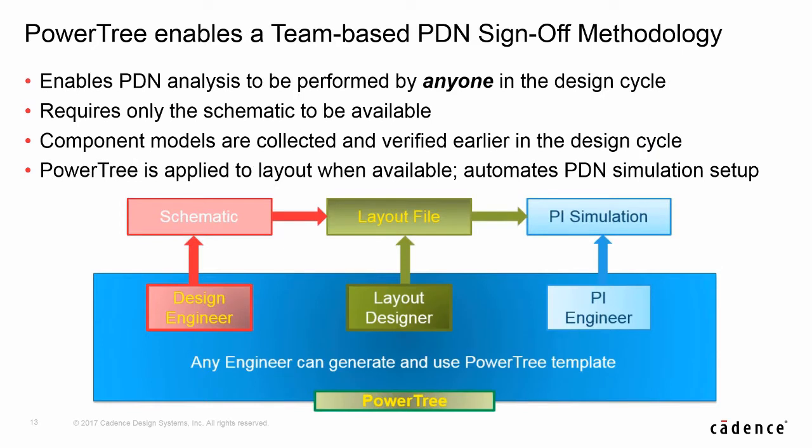PowerTree enables anyone to contribute to PDN analysis. PowerTrees can be built as soon as the schematic is available. With simulation models now verified at the beginning of the design cycle, this enables automated pass-fail PDN impedance checking to be run for every device on all PDNs. PowerTree enables easy access for design engineers, layout designers, and PI engineers alike. All are equally enabled to run PDN impedance sign-off analysis.